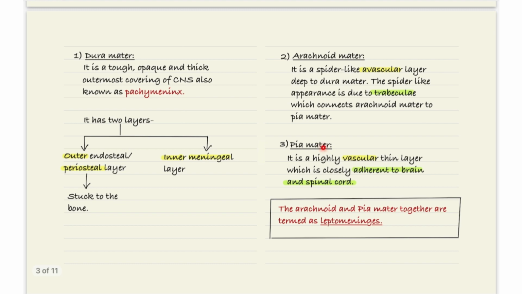These are the trabeculae, which connects the arachnoid mater to the pia mater. Third is the pia mater. It is a highly vascular, thin layer which is closely adherent to the brain and the spinal cord. Means this layer is stuck to the brain and spinal cord. The arachnoid and the pia mater together are known as leptomeninges.